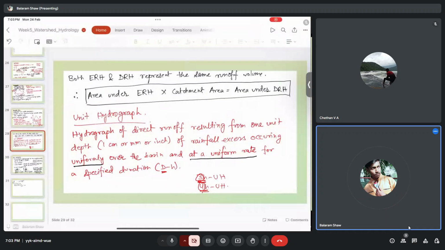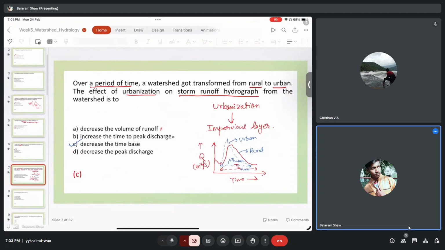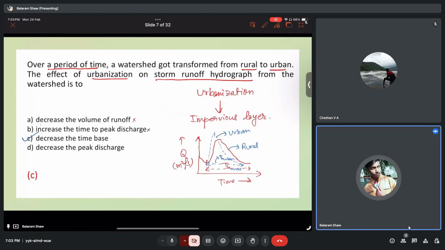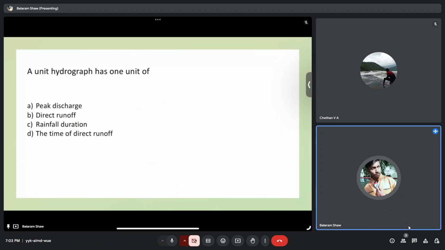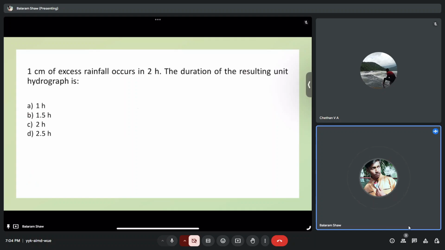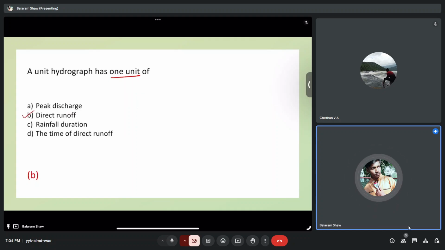Okay, the next question is: a unit hydrograph has one unit of what? I mentioned it should not be the rainfall duration or time to direct runoff. It will be the direct runoff. So a unit hydrograph has one unit, it can be 1 centimeter or 1 millimeter or 1 inch of direct runoff, or rainfall excess or effective rainfall, as mentioned. Okay, so the next question is, 1 centimeter of excess rainfall occurs in 2 hours.